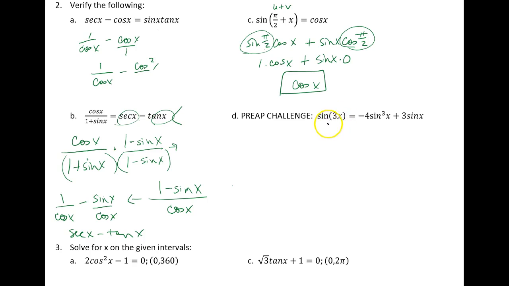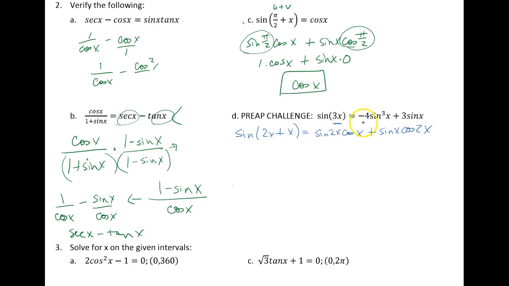I know this much. 3x, there's no identity for that, so I'm going to split this up into the sine of 2x plus x as my first step, and then I'm going to use the sum and difference identity, kind of like I did on part C. So this is really sine 2x cosine x plus sine x cosine 2x. And that's just what your identity card says.